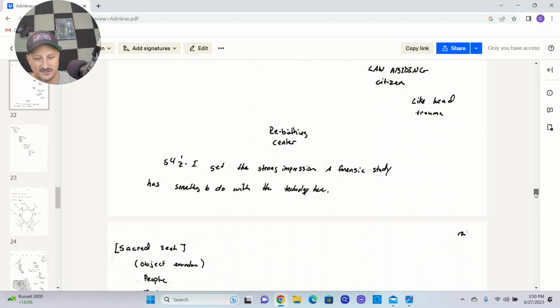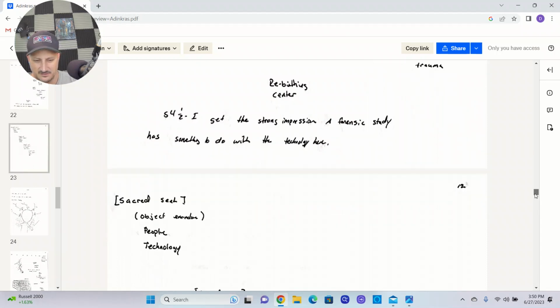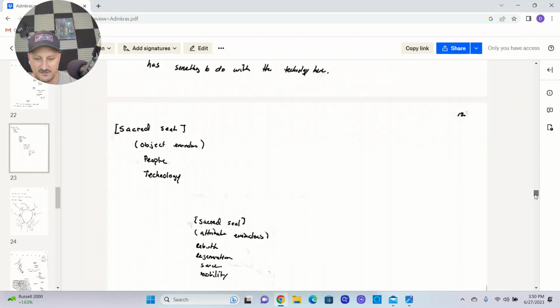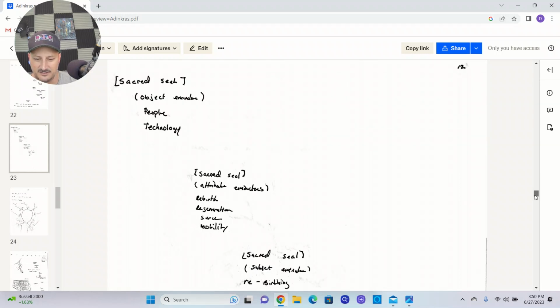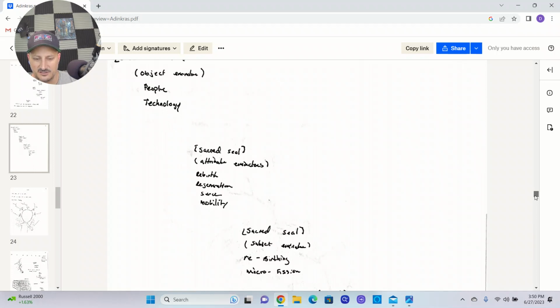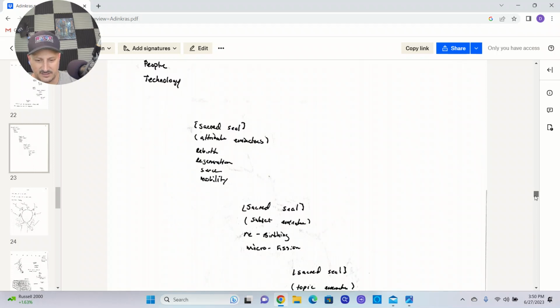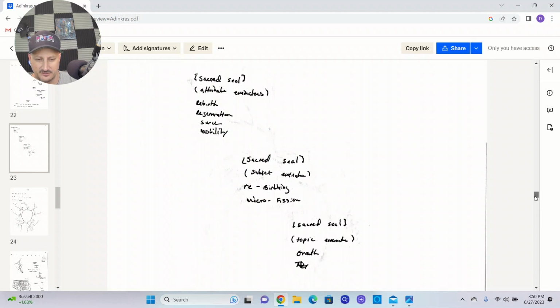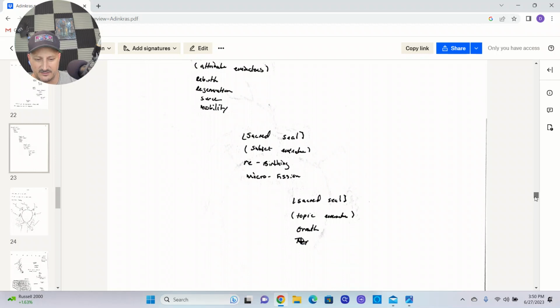This rebirthing center, I don't know what that's about. Get the strong impression of a forensic study has something to do with the technology here. Okay, so Sacred Seal, I figured I better stage 5 that. People, technology, attributes, rebirth, regeneration, serve, mobility. What's the subject? Rebirthing and microfission. Topic, growth.